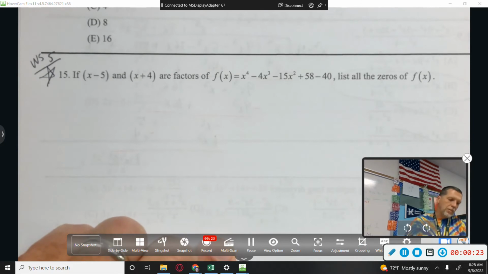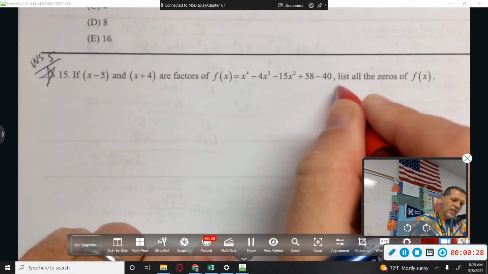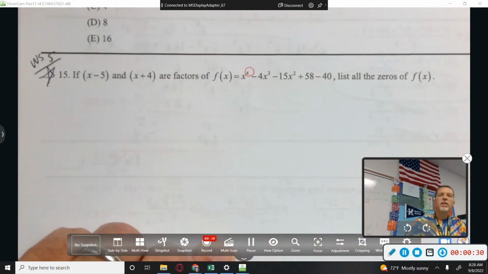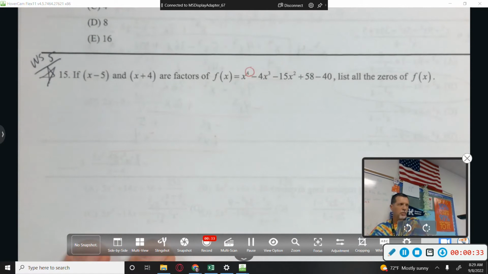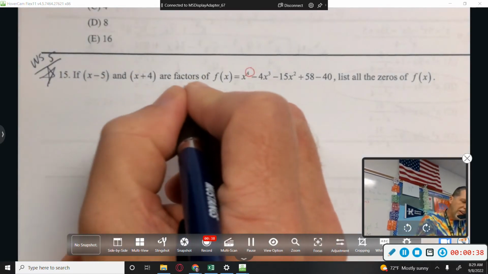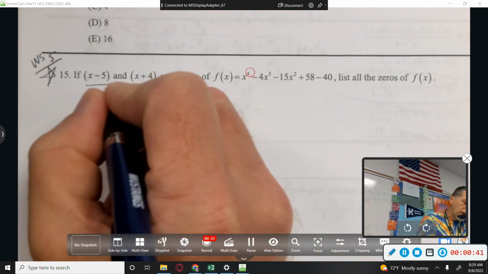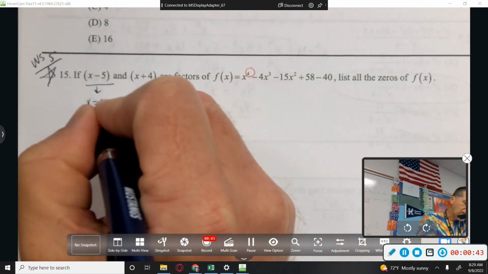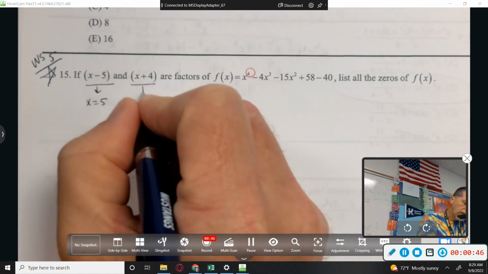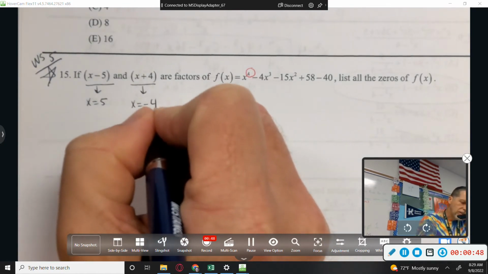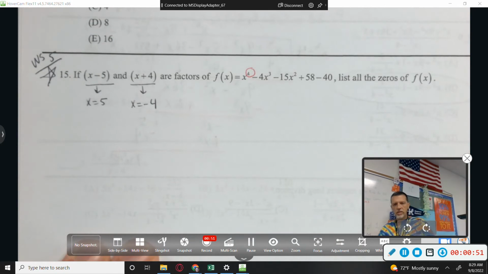So how many am I looking for? How many zeros does this thing have? 4. So I should have 4 answers. I might have some repeated answers, but I've got 4 answers. They basically give me 2 of them, because if x minus 5 is a factor, then x equals 5 is a 0. If x plus 4 is a factor, then x equals negative 4 is a 0. So I guess I'm sort of halfway there, because they gave me 2 of the answers. It's the other 2 answers that I'm kind of worried about.